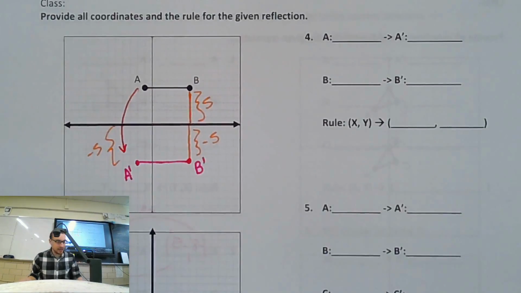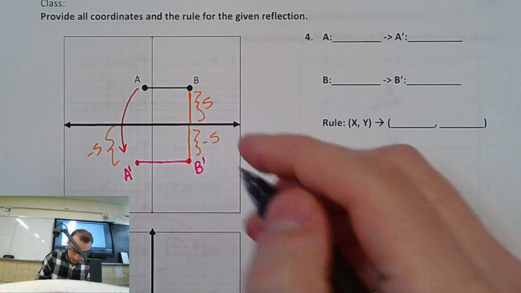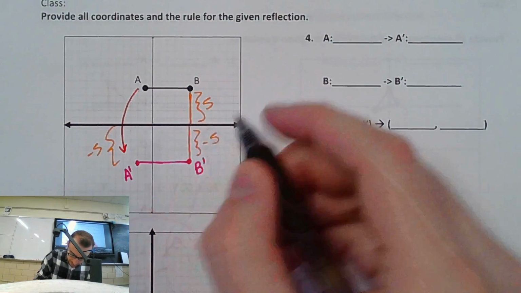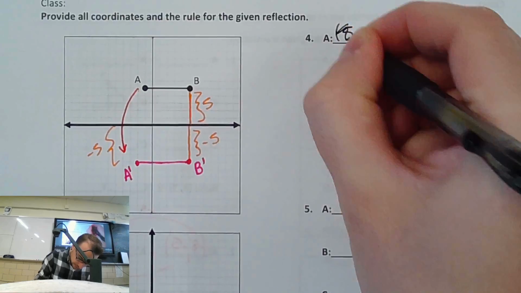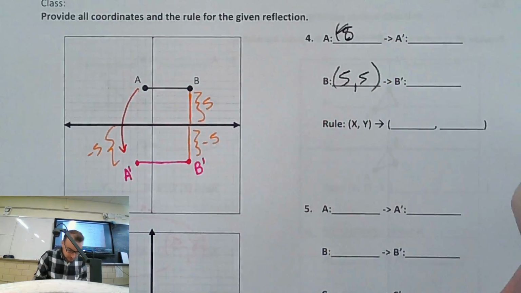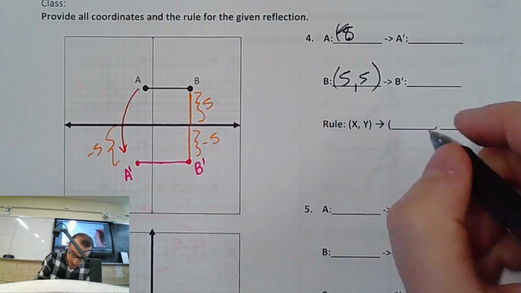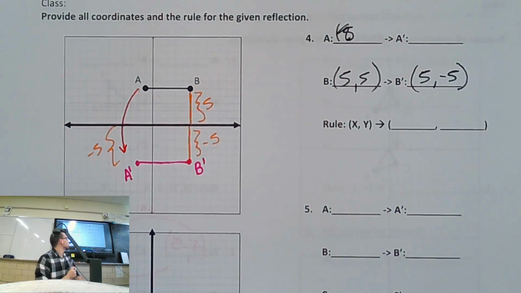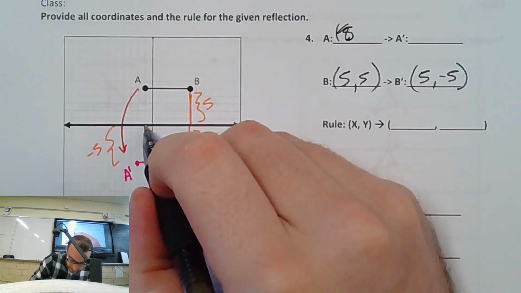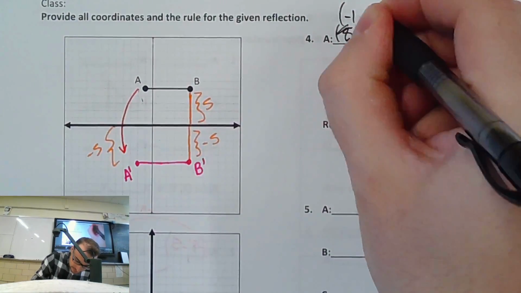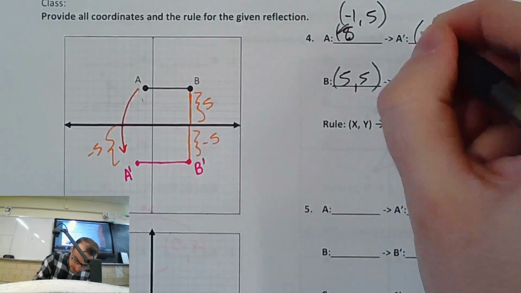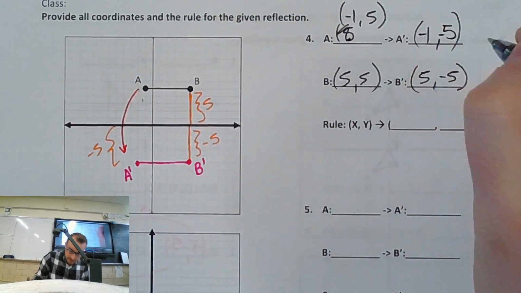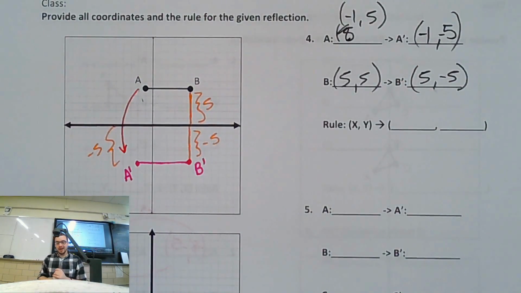So we can write those points down. Our original points are, for B, looks like 1, 2, 3, 4, 5 to the right. Whoops, that's B. 5 to the right and 5 up. For B prime, it's 5 to the right and 5 down. You can kind of already see the pattern here. A appears to be negative 1, up 5. A prime is also negative 1, but down 5. So you can see from those coordinates what's going on. What's our rule going to be?